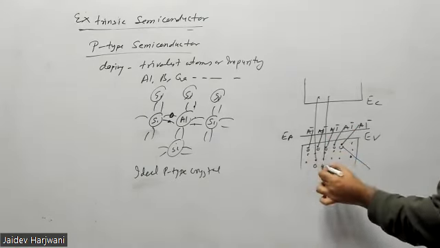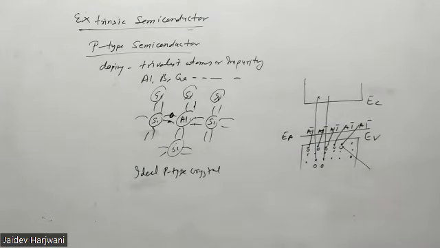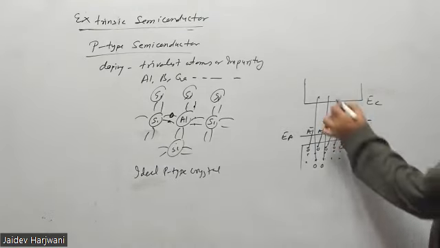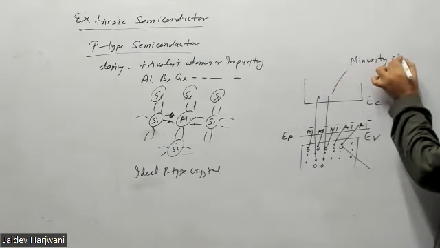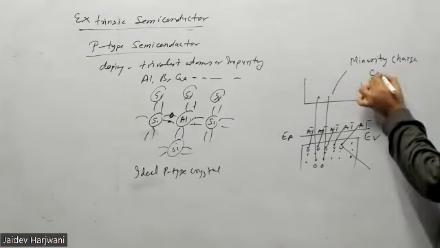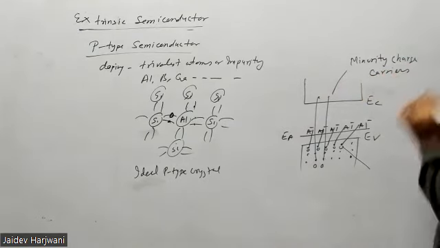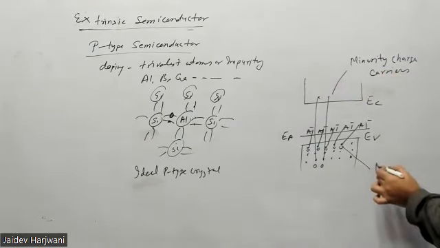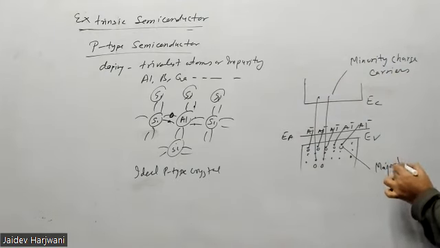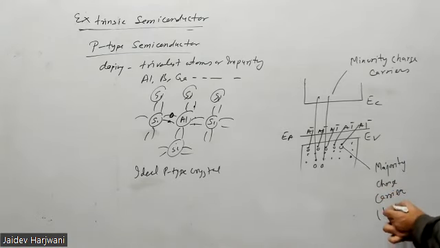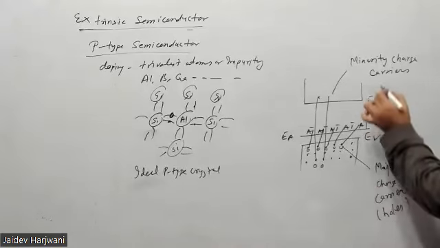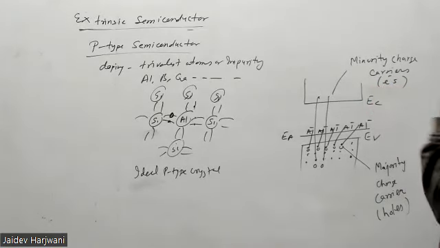And you get some more holes here. Okay, so now these electrons are the minority charge carriers. Minority, because their number is low. And these electrons are called majority charge carriers. Holes, majority charge carriers. So holes are majority charge carriers, electrons are minority charge carriers in your p-type semiconductor.